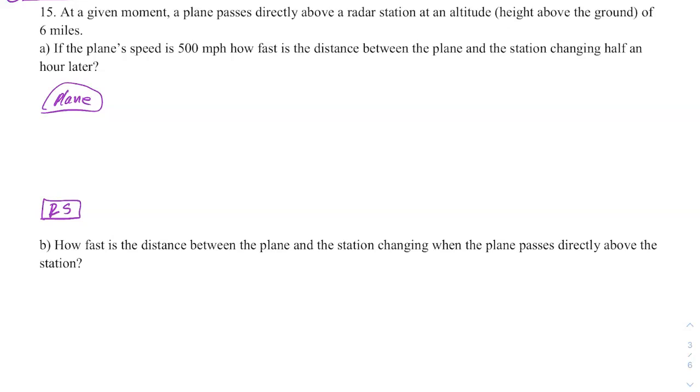At a given moment, a plane passes directly above a radar station. That's right here, at 6 miles. Keep in mind, that's 6 miles above. That's not going to change. The plane is just going straight across. So that's 6 miles. The plane speed is 500 miles per hour. How fast does the distance between the plane and the station change half an hour later?